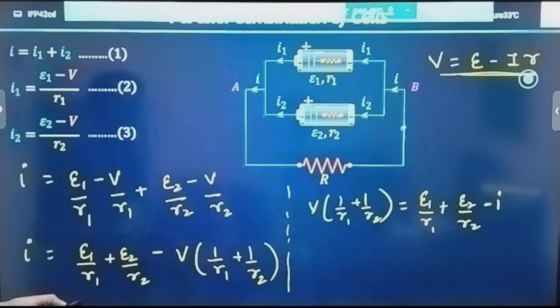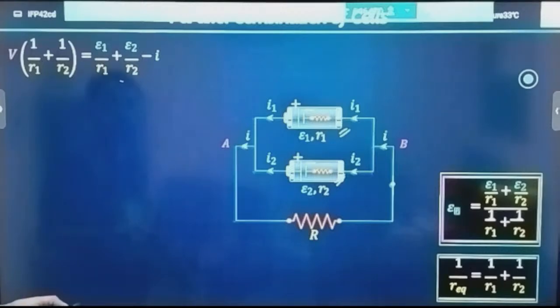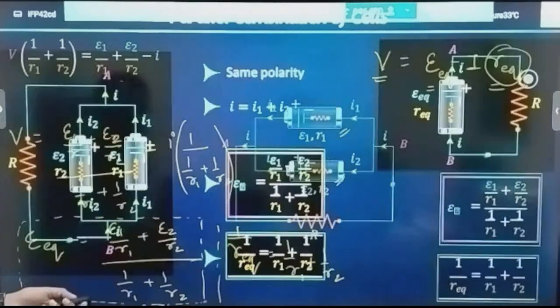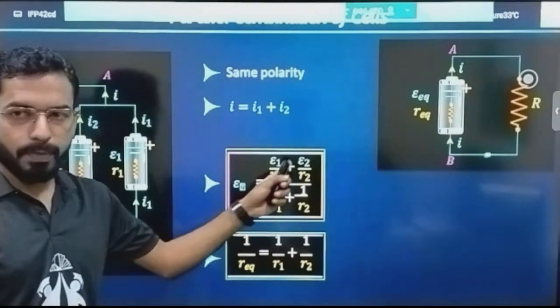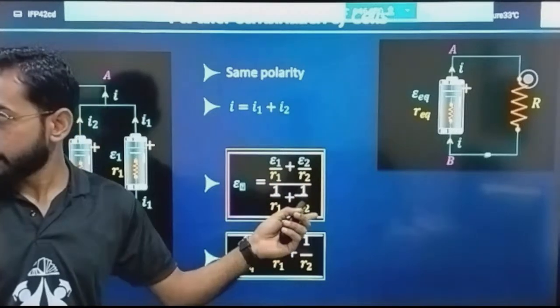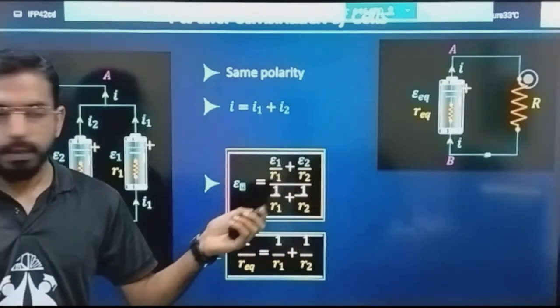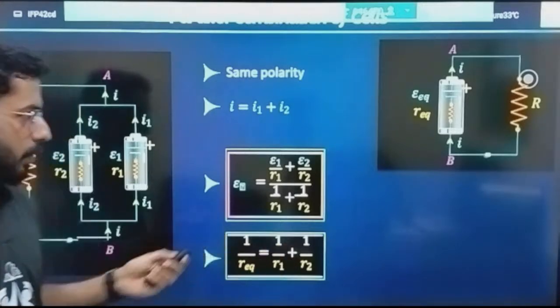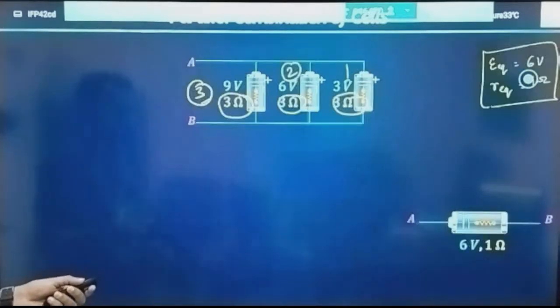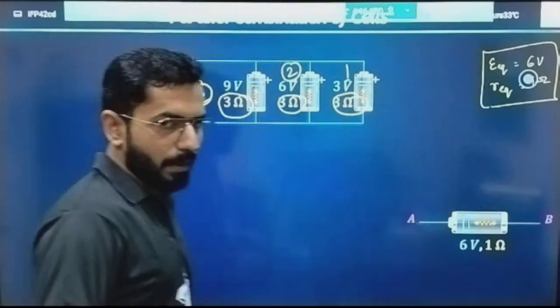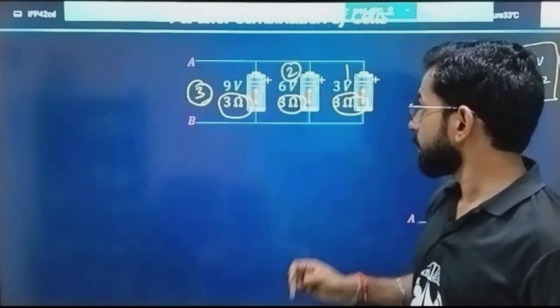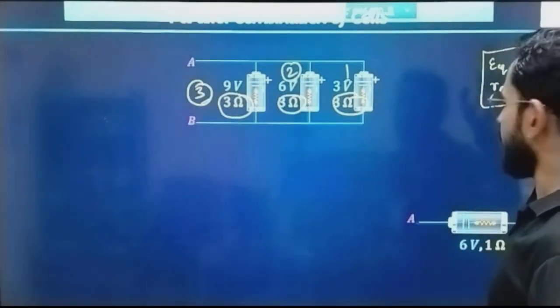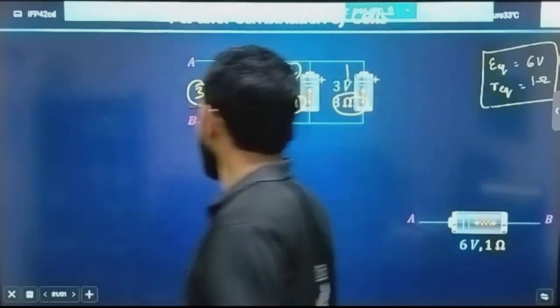So let's have some basic questions based on this. After solving, you will be getting the same result that you have to remember: E1 by R1 plus E2 by R2 divided by 1 by R1 plus 1 by R2. And R equivalent will be 1 by R1 plus 1 by R2. Correct. Now let's have a question and try to apply the formula on this basic example, so that you can have a basic understanding of the formulas as well.